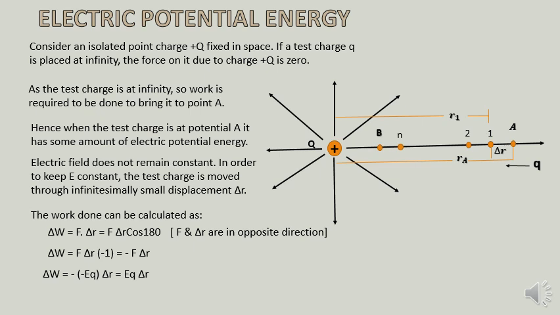We put a negative sign with the electric field, because the electric field is outward from the positive charge, and the charge moves inward, towards that positive charge. That's why we use the negative sign, and the negative becomes positive. So the result will be EQ delta R with positive sign, and this will be our equation 1.